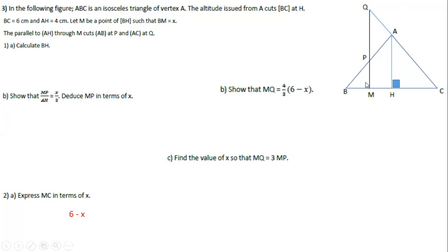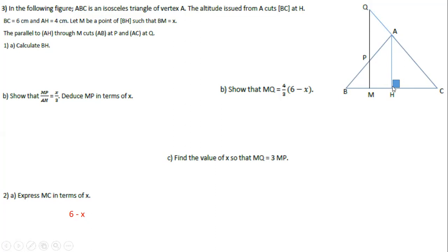M is a point on BH such that BM is equal to X. Then we draw the parallel to AH. It cuts AB at P and it cuts AC at Q. So MQ is parallel to AH. Now we should calculate BH. I should calculate the measure of BH.